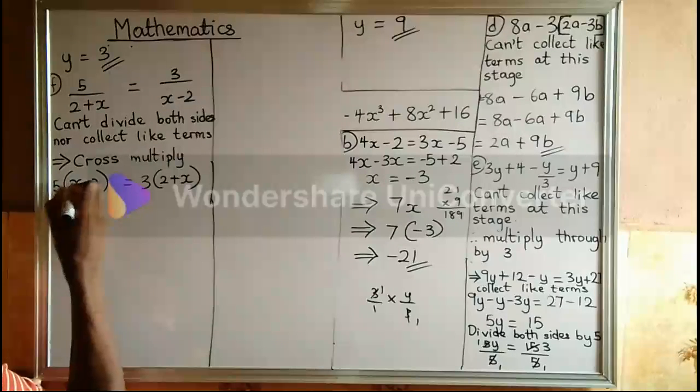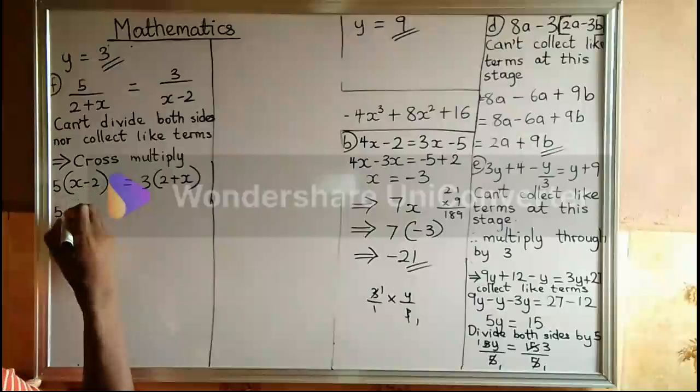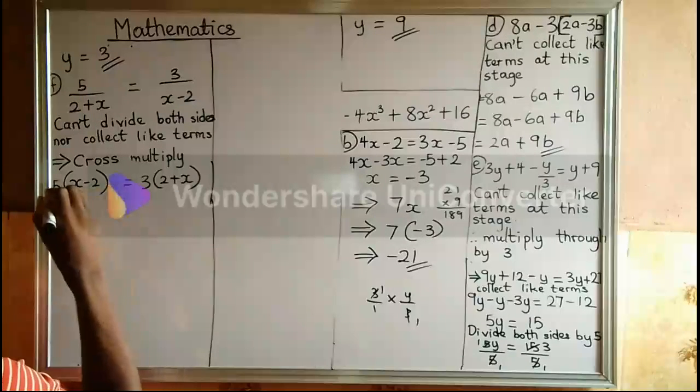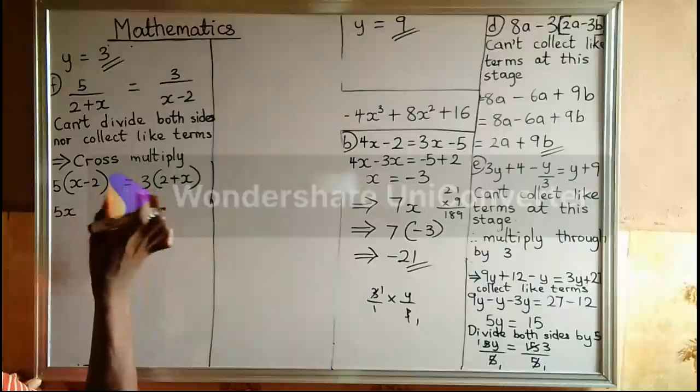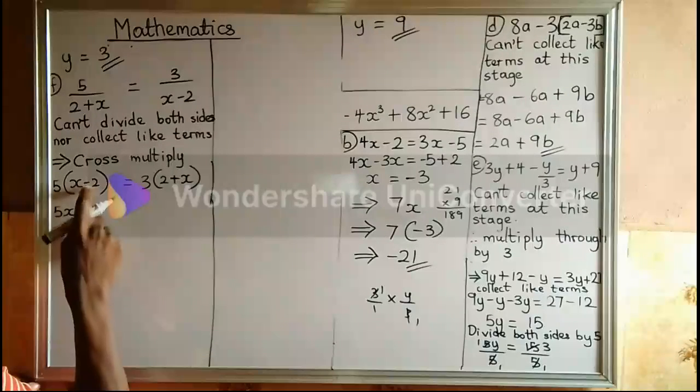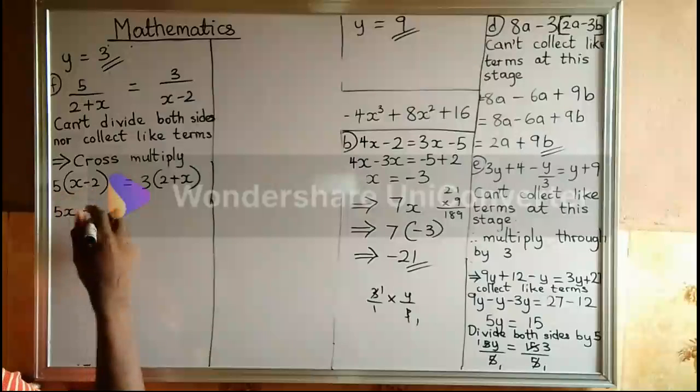And there are no letters for this one, so the only letter here is x. So 5 times x is simply 5x. And then 5 times minus 2. Plus times minus, the signs are different, so the result for the multiplication will be minus. Plus times minus is minus. Then 5 times 2 is what?